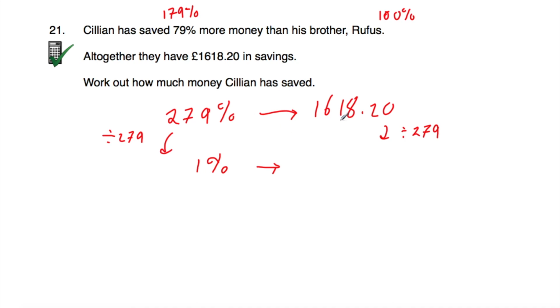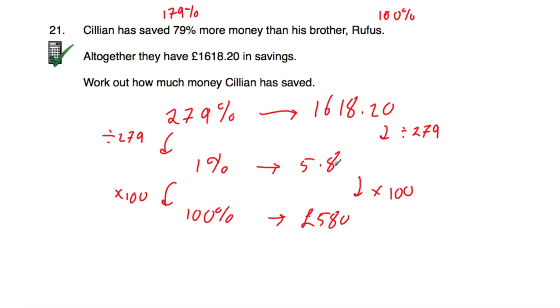And that's equal to, if we do £1,618.20 divided by 279, 5.8. Now that's 1%. Let's times that by 100. So let's times by 100 and times by 100 to find 100%. So times by 100 would be 100%, and that would be equal to £580. So that means that Rufus has saved £580.